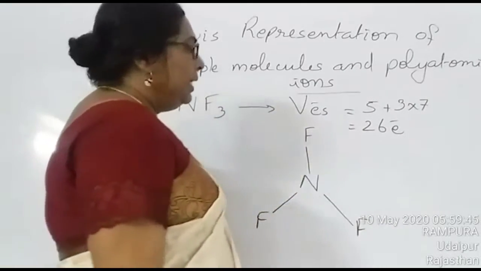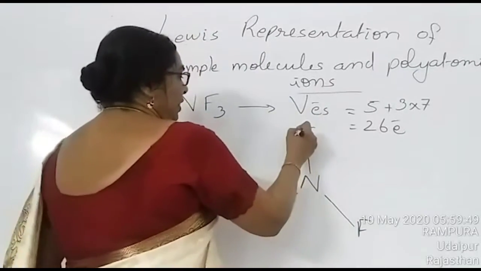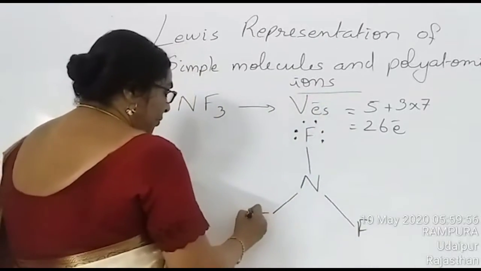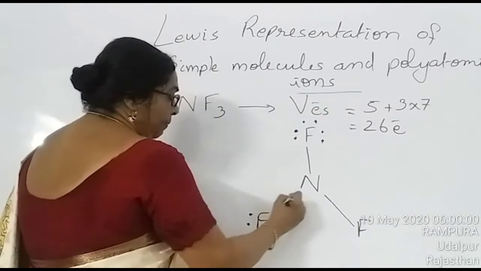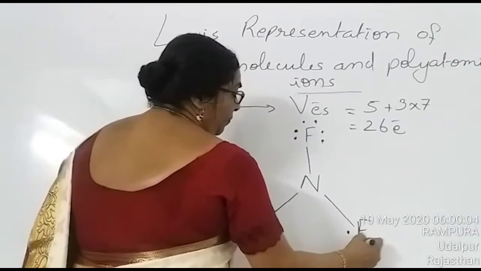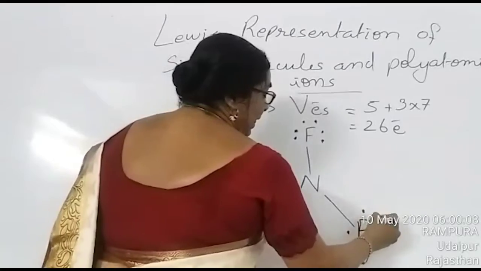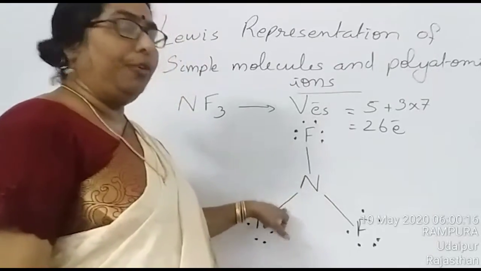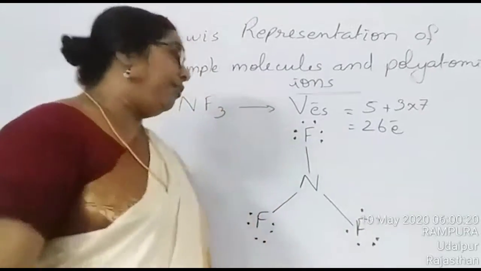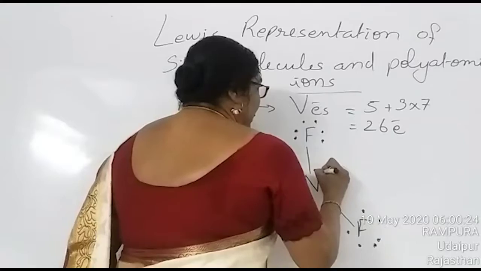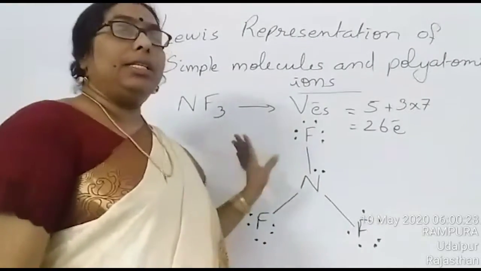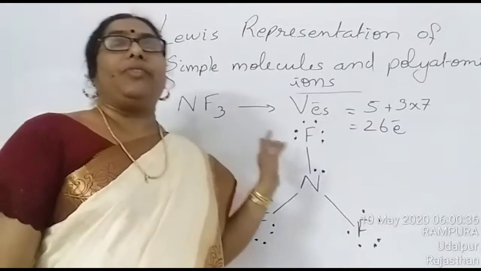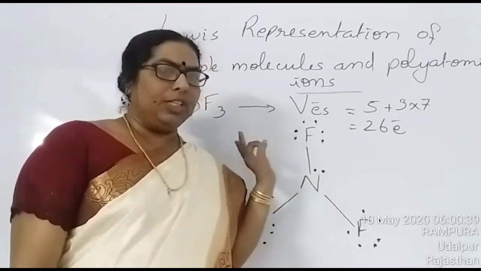Clear? Now you just satisfy their octets. So the first fluorine atom 2, 4, 6 plus 2, 8, it is stable. 2, 4, 6 plus 2, that is also stable. And the last one 2, 4 and 6, the last is also stable. So here you can see that again 6 3s are 18, 20, 22, 24. We have 26 electrons and used only 24. So those 2 electrons you can give to nitrogen alone. Is it clear, children? Now your structure is complete. This is how we can represent the Lewis representation for simple molecules as well as polyatomic ions. The method is very simple.